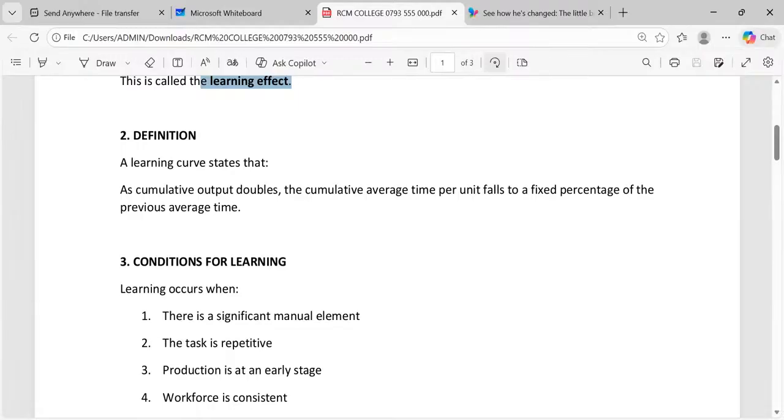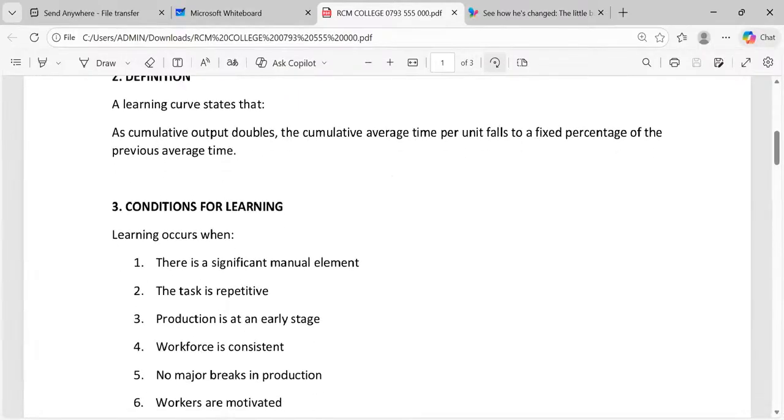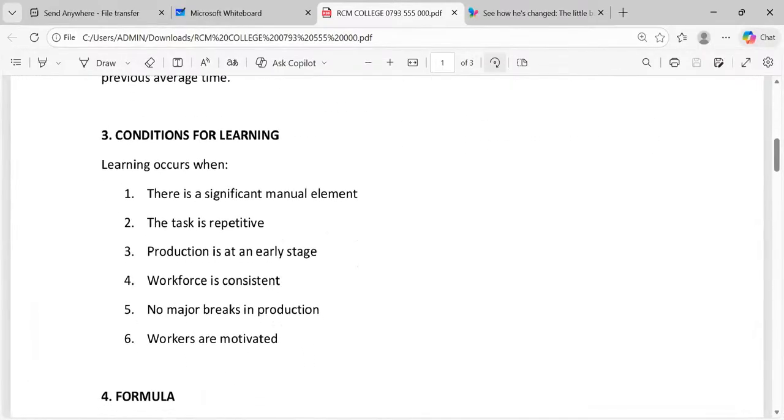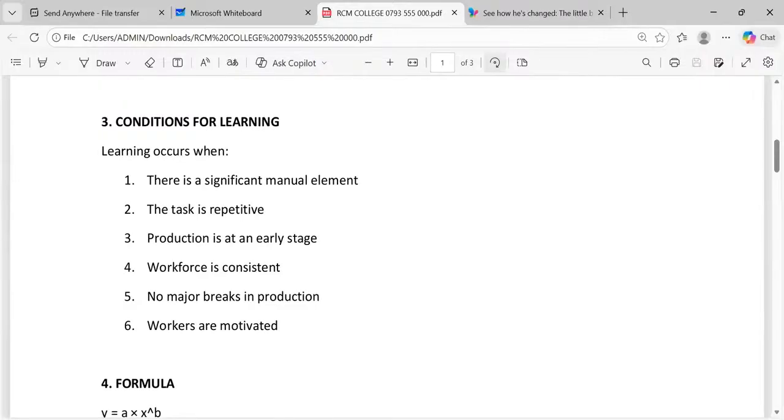So we have here conditions for this learning to take place. Very, very important. These are the same as the assumptions of learning curves. Assumptions of learning curves. So number 1, there must be a significant manual element. If it's machines that are producing, they are known for having fixed time.